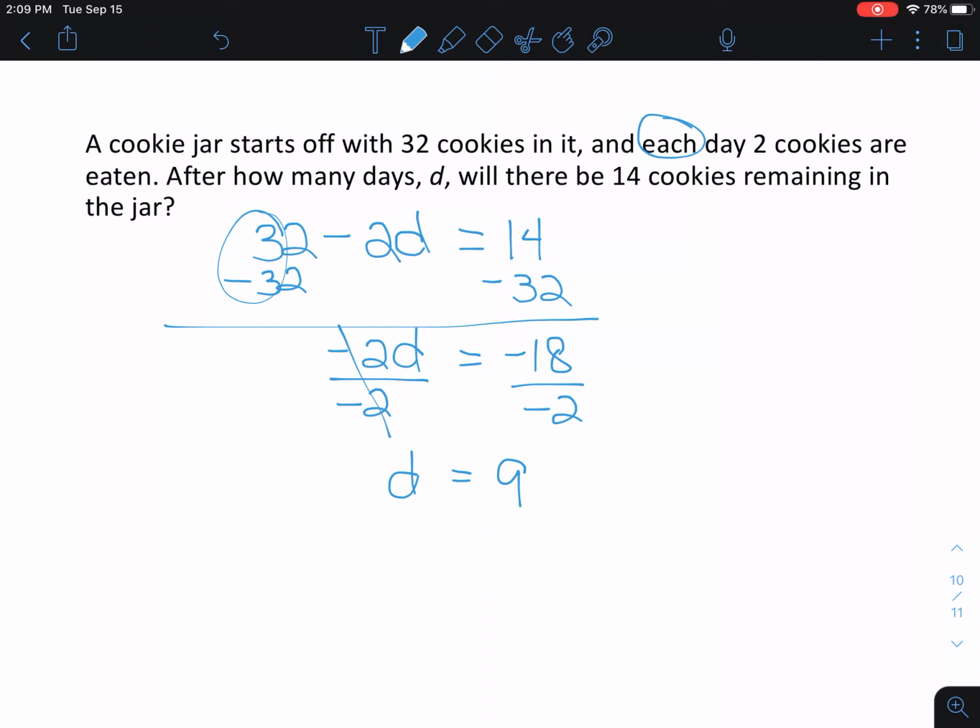Now if you made a mistake with your signs, you might have -9 here, and you go, well, that really wouldn't make sense. I can't have -9 days. So make sure your answer makes sense in the context of the problem. Since it's a word problem, we want to write our units on here. In this case, D represented days. So we're going to say 9 days. After 9 days, there would be 14 cookies left.